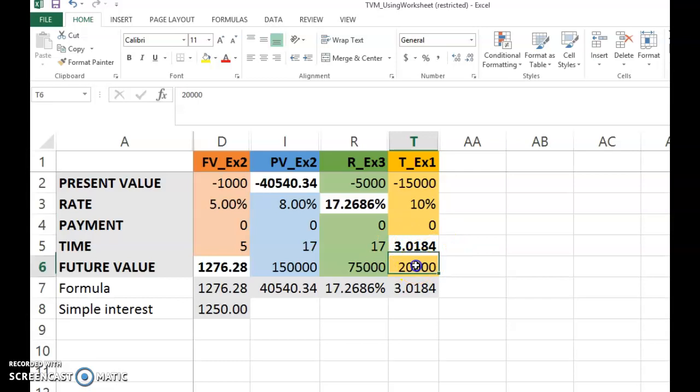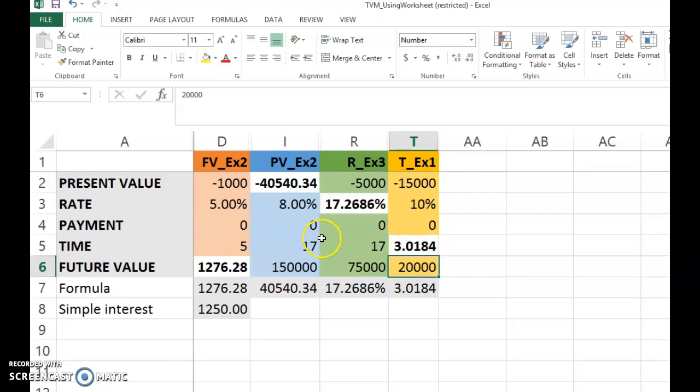The fourth element that is known is the future value. You need 20,000, and this is positive. If this is positive, this must be negative. That's the sign convention. Because this is what you will receive from your investment, this must be what you pay for your investment now. Therefore this is negative and this is positive, following the sign convention.